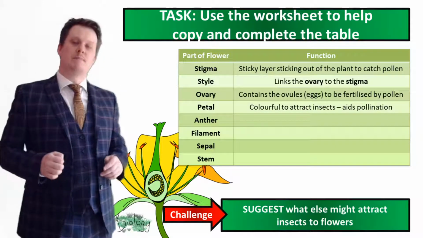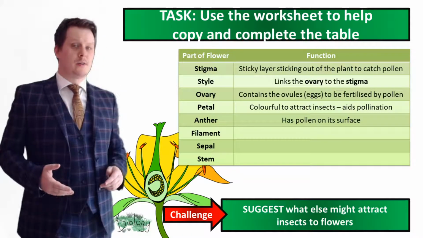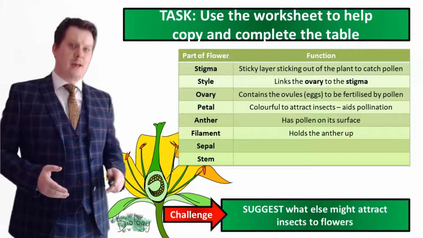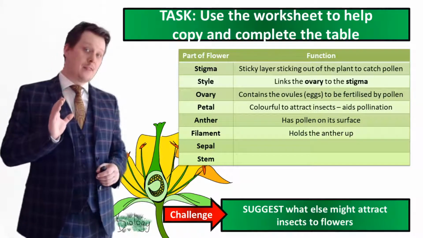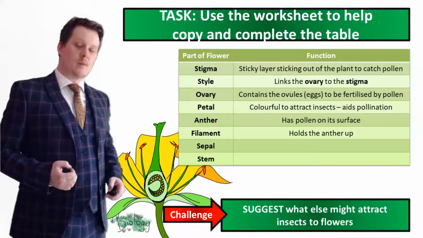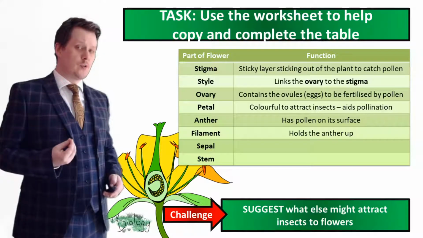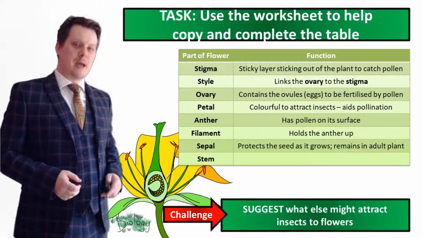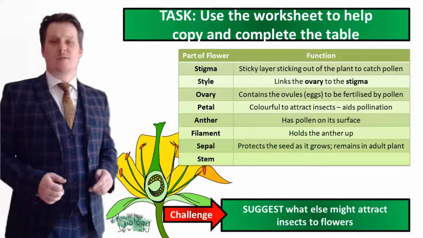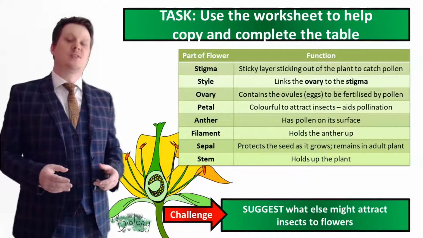The anther is the part of the plant which produces the pollen. The filament, just below the anther, is there to hold the anther up. These sepals are what protected the plant when it was just a young shoot, but in the adult plant they still remain. And right at the bottom we've got the stem, and the stem is there to hold up the plant.